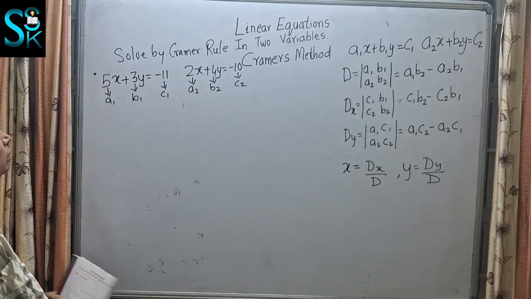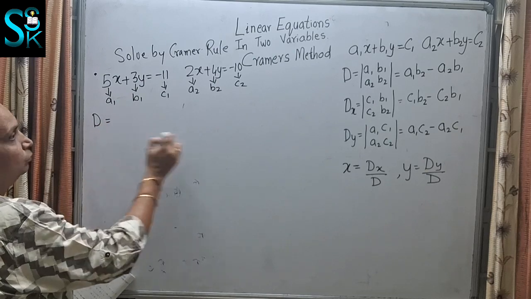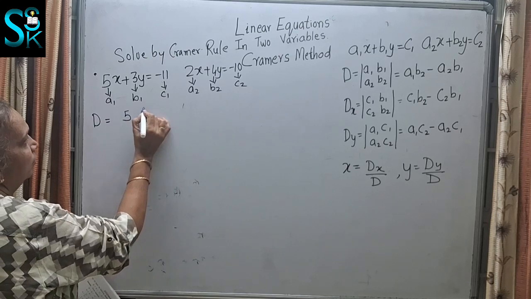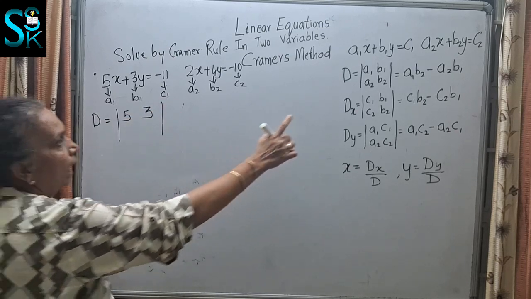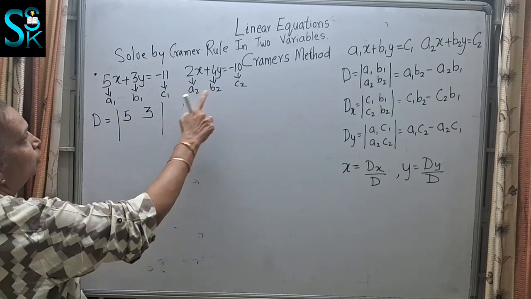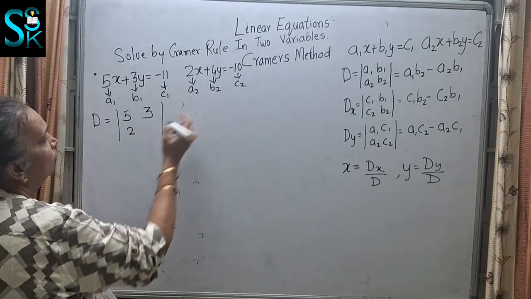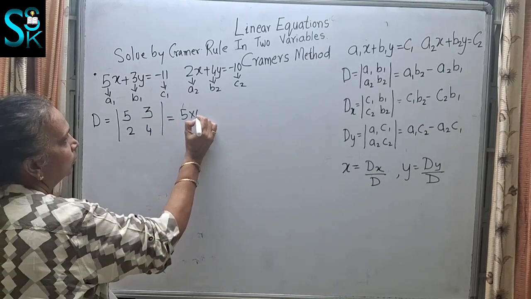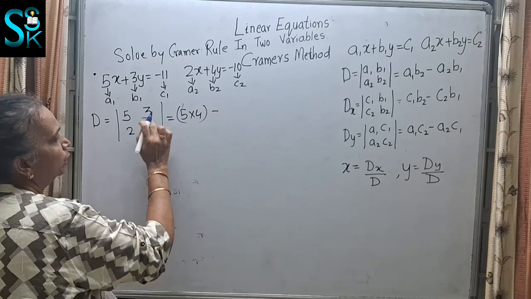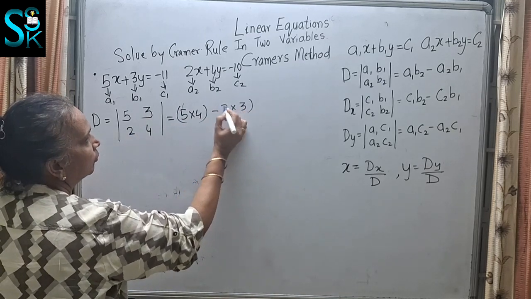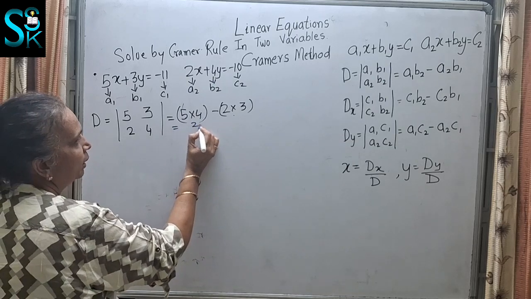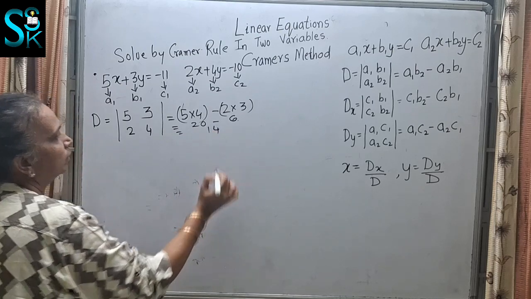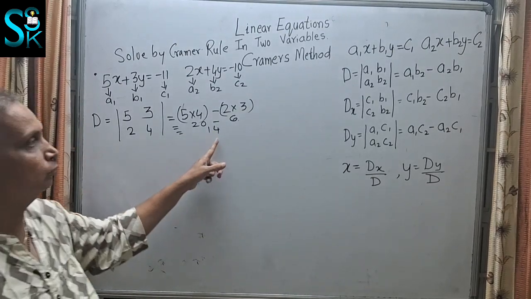Now first we are going to find the determinant d. What's the formula? a1 b1, so I am going to write 5 3, and a2 b2, that is 2 and 4, and I am going to solve it. 5 into 4 minus 2 into 3. 5 fours are 20, minus 3 twos are 6. 20 minus 6 is 14. So the value of d you got is 14.